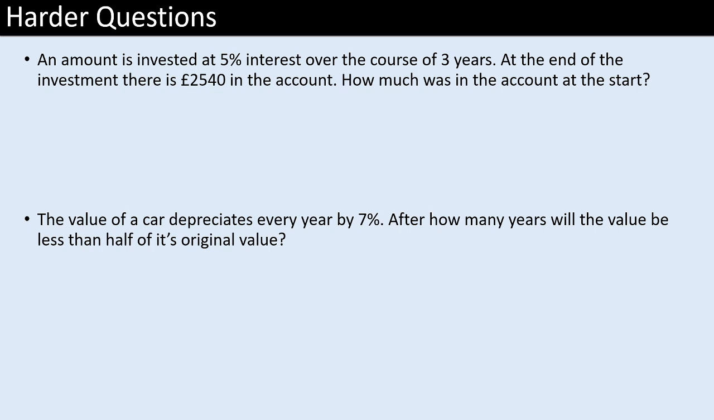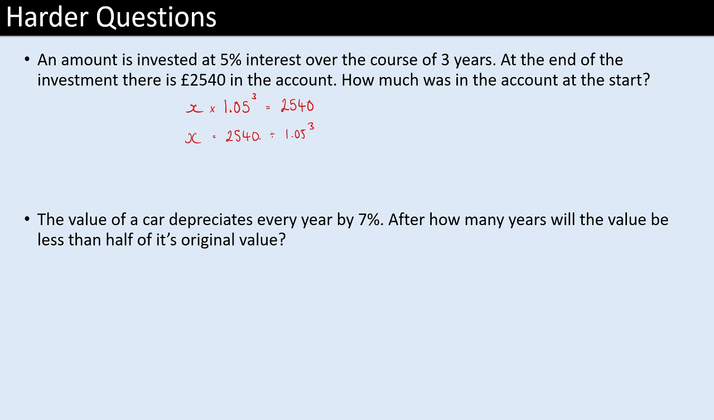Am I going to do anything different? No. We're investing at 5% interest, which means that our multiplier to increase by 5% is going to be 1.05. This is happening over the course of 3 years, so I'm going to put to the power of 3. At the end of my investment, there is 2,540. Okay, and we're trying to work out what is that original amount. Now, if you remember from our previous slide, 2,540 divided by 1.05 to the power of 3.